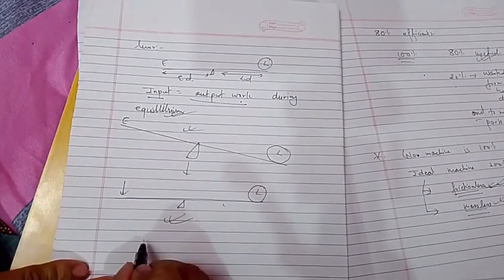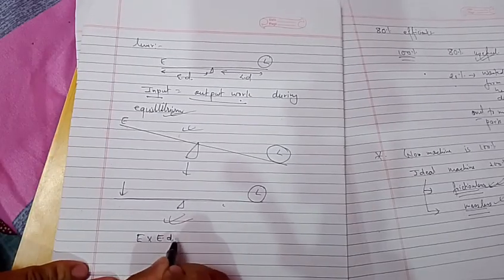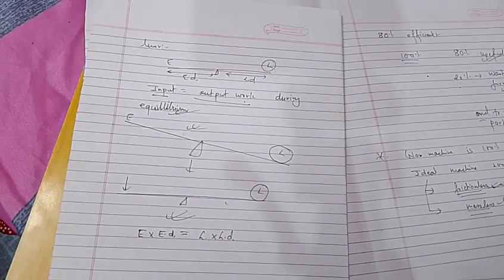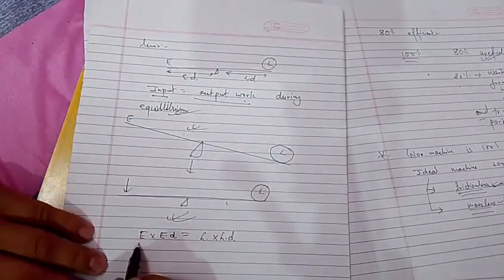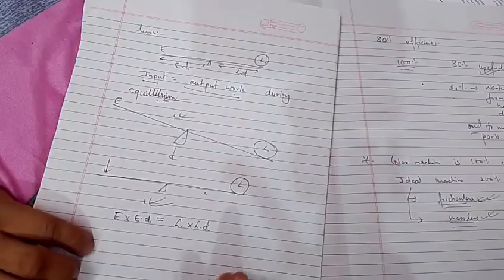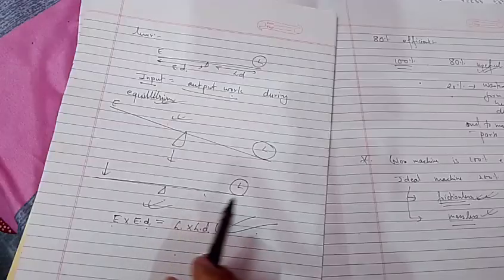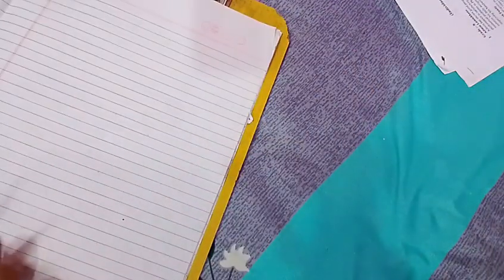If I have to express this mathematically, input work is given by effort into effort distance, which is always equal to load into load distance. This is all about the principle of lever. This might be asked, my dear people, on the working principle of lever. You always say that at equilibrium, input work equals output work, that is effort into effort distance equals load into load distance. And numericals based on these questions are also very much important. Along with that, MA, VR and efficiency numericals are also quite important. Okay, so it will be best if you focus on all these topics.